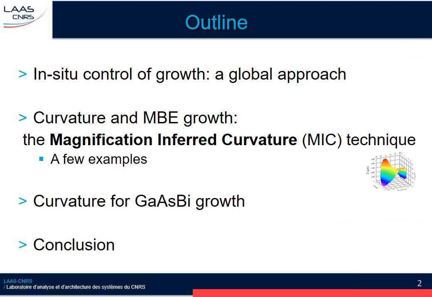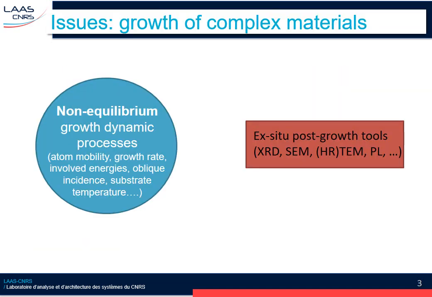So first, I will speak about this global approach we have in the lab, that is to use many different in situ diagnostic tools to better understand and further control the growth. Then I will focus on this curvature measurement tool and show you with a few examples its capabilities. Then I will show you how this tool helped us to better understand the growth of this quite particular alloy, which is gallium arsenic bismuth. And then I will conclude.